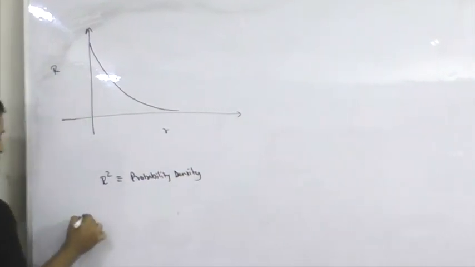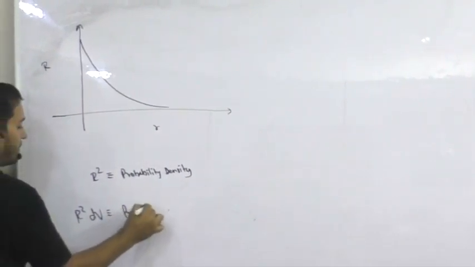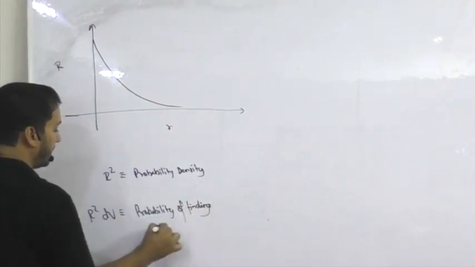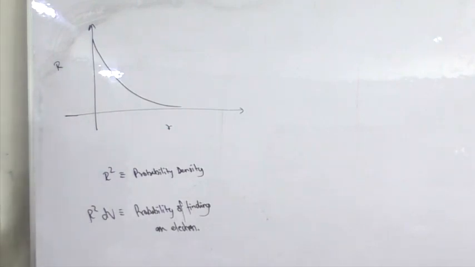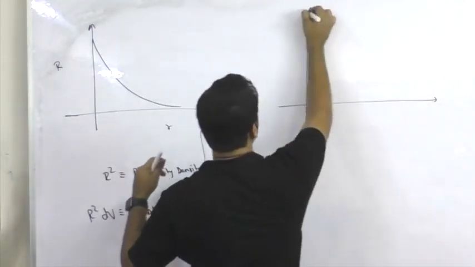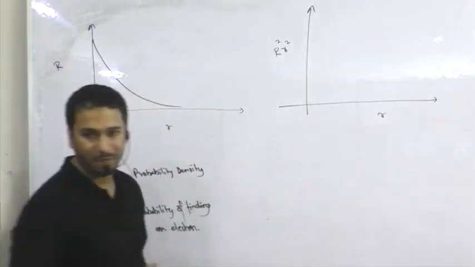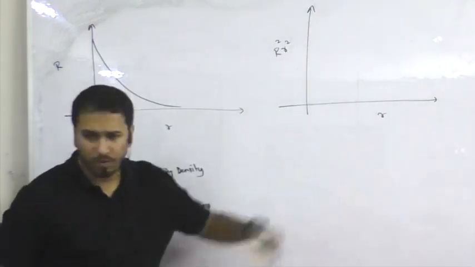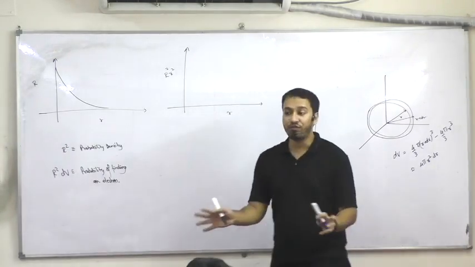So when I multiply r square with dv, this essentially tells me the probability of finding an electron, right? R square into dv gives me the probability of finding the electron. And now next to this, look, the figure also has a graph, r square versus r, right? The square of the radial part of Schrodinger's wave equation multiplied by r square, proportional to the volume. So this gives me the probability of finding an electron.